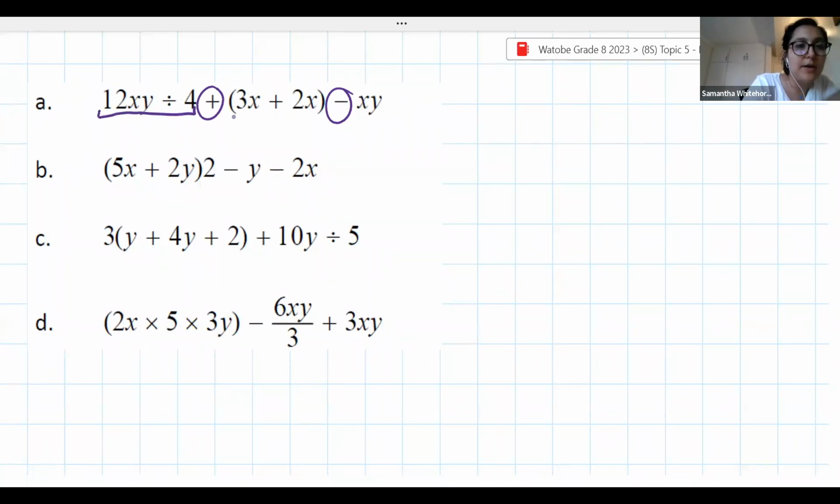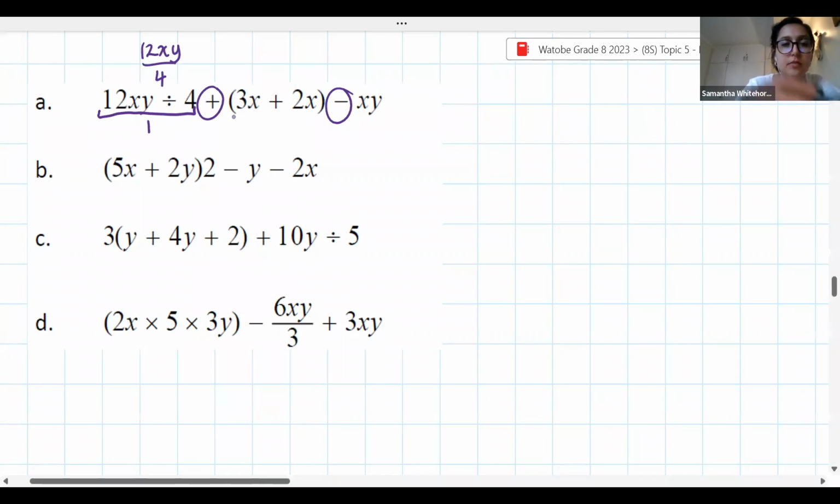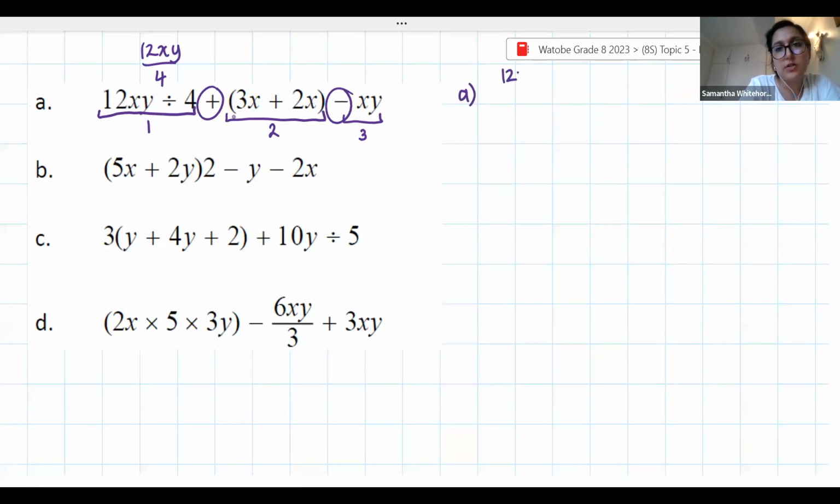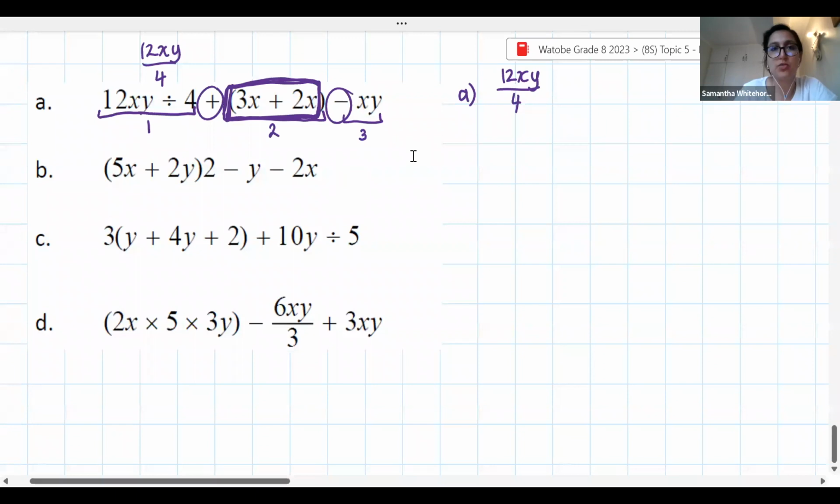So I've got term 1, the 12xy divided by 4. If you want to write it as a fraction, you're welcome to. You don't have to. We then have the 3x plus 2x as my second term. And then we have the minus xy as my third term. So what I'm going to do is write my first term as a fraction. For me, it's easier. You don't have to. What I want to know from you guys is, can I simplify this bracket? So is there something that I can do with 3x and 2x?